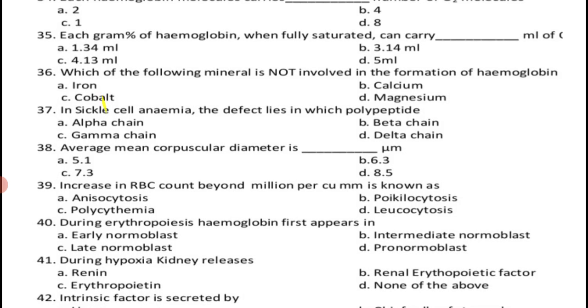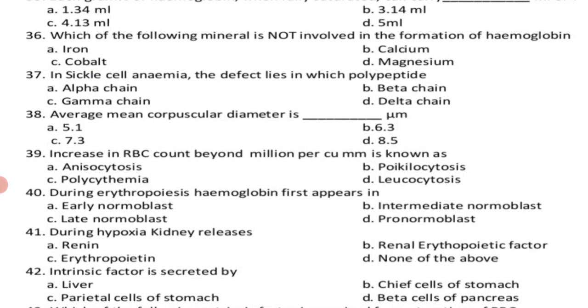Question number 39. Increase in RBC count beyond million per cubic millimeter is known as polycythemia. In polycythemia, there is an increase in RBC count. It is also called blood cancer. It causes your bone marrow to make too many RBCs. These excess RBCs thicken your blood, slowing its flow, which may cause serious problems such as blood clots.